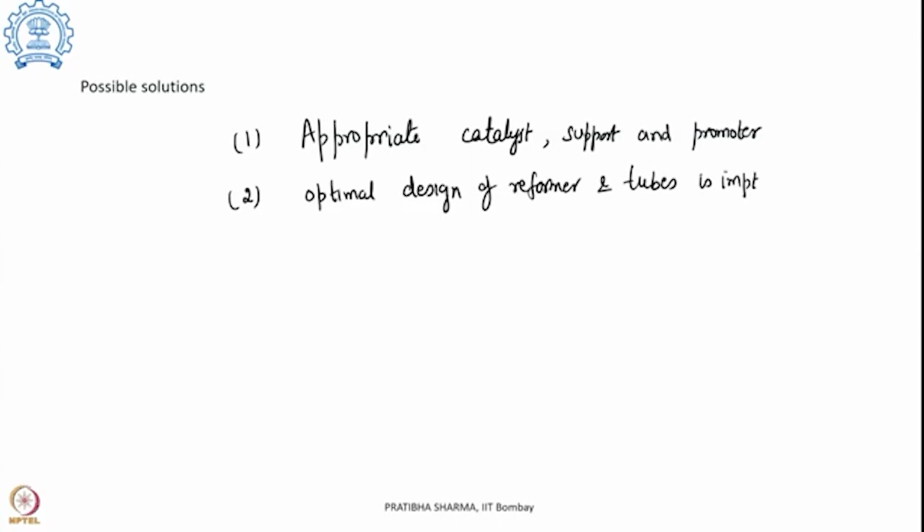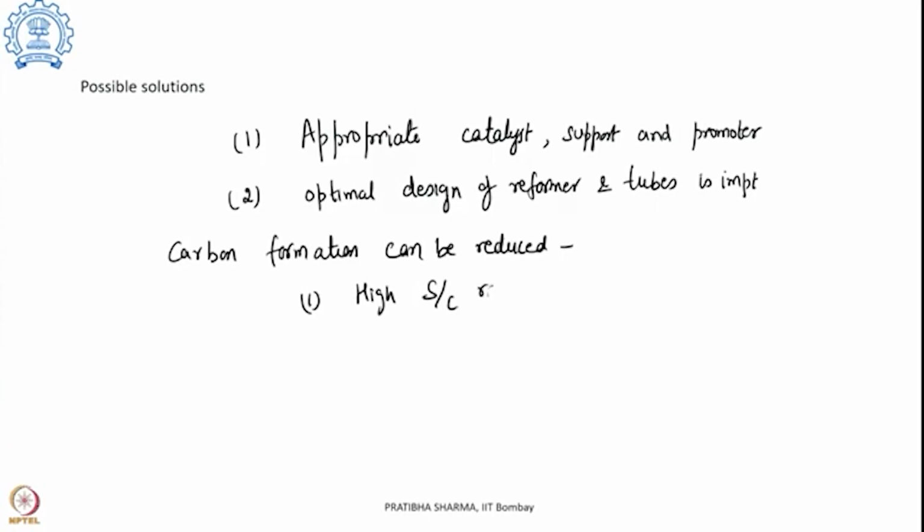Now we come to catalyst deactivation. Deactivation can be reduced, or the carbon formation can be reduced, by a high steam to carbon ratio, and ideally it should be somewhere between 2.5 to 3. At the same time, with the proper choice of promoters, carbon formation can be reduced.